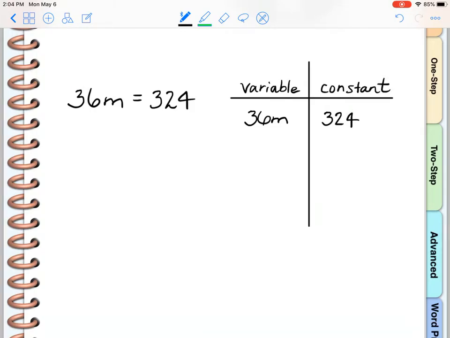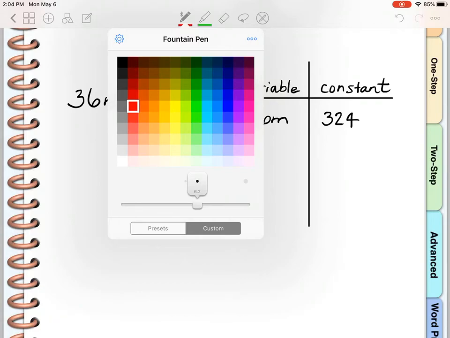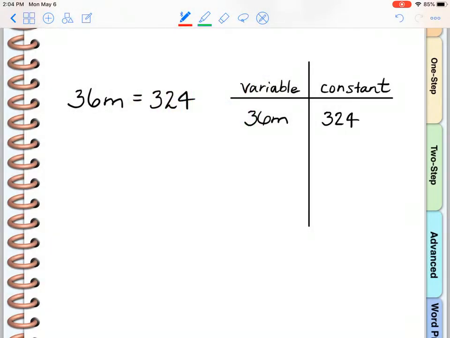And so I need to move the 36. Doesn't matter if it's a plus or minus 36 at this point, because we're not adding and subtracting here. We're multiplying and dividing. So we're going to divide the 36, the coefficient, away from both sides. So we're left with m, and this is 324 divide 36, and I have no idea what that's going to be.